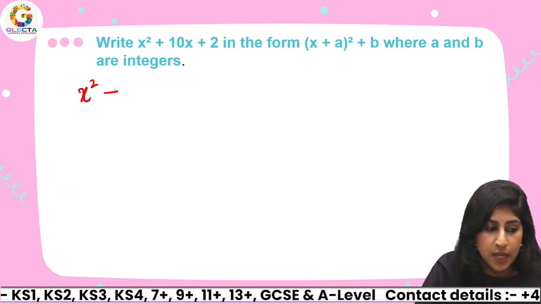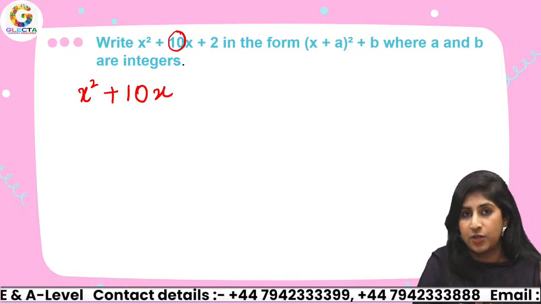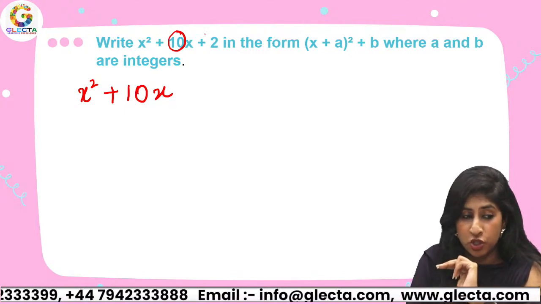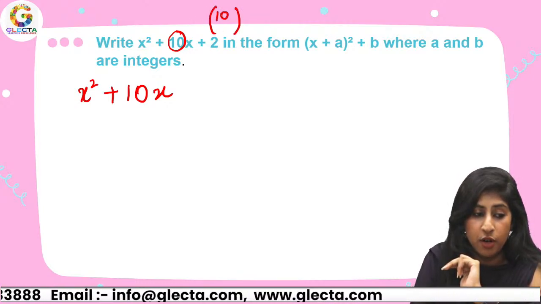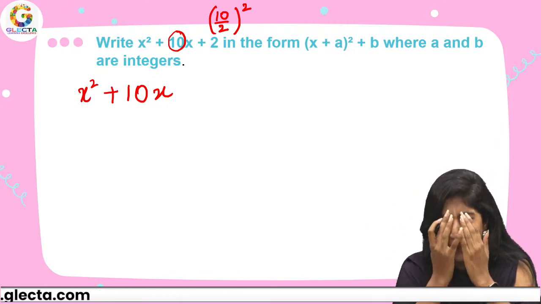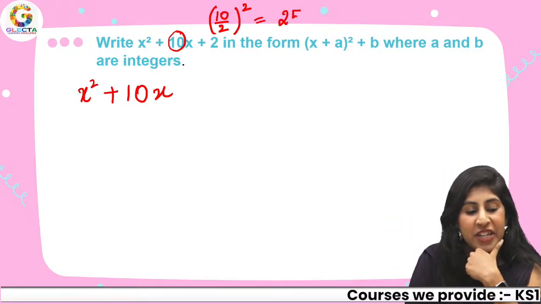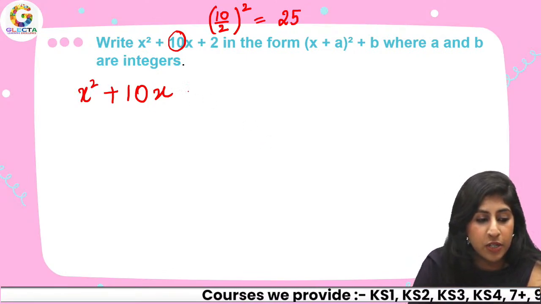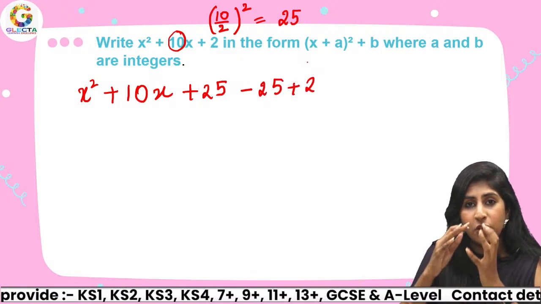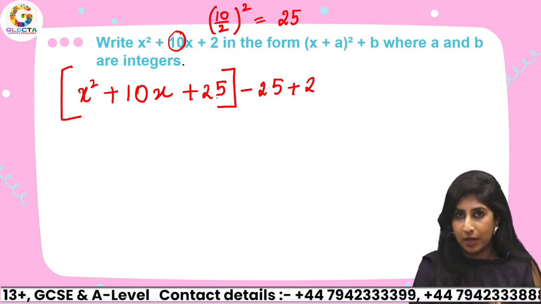x square plus 10x, write it as it is. Now over here, what term is being multiplied by x? That is 10. As I said, square of half of coefficient of x. So half of 10 is 5, and 5 square becomes 25, right? So over here, I'm going to add 25 and I'm going to subtract 25. Now whatever you're subtracting, take it separately, and whatever you're adding, take it in one bracket.